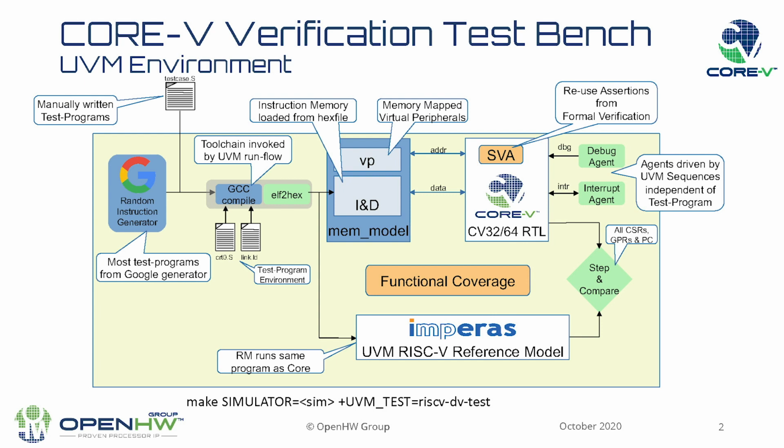The hex file is given off to a Verilog memory, and the ELF is given off to the memory for the reference model. The reference model is the Imperas ISS, and this is packaged up as a UVM component in our UVM environment. The key thing here is that the RTL of the core and the reference model are executing exactly the same program at exactly the same time. And every time we retire an instruction, we compare the state of the CSRs, the GPRs, and the program counter. We call this step and compare. Really a key feature of this environment.